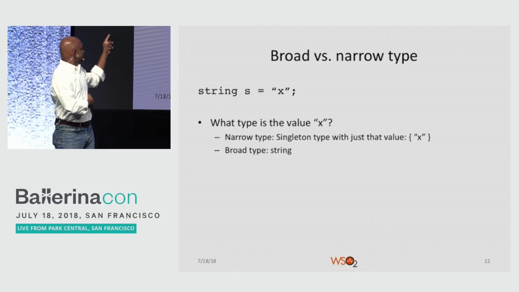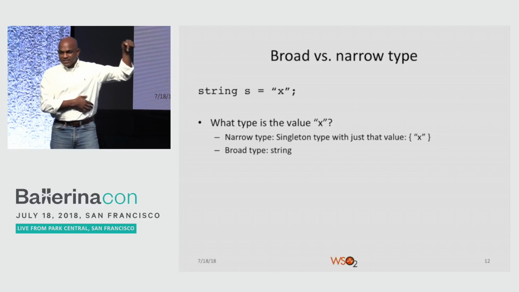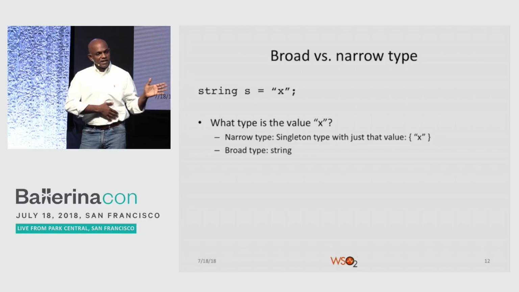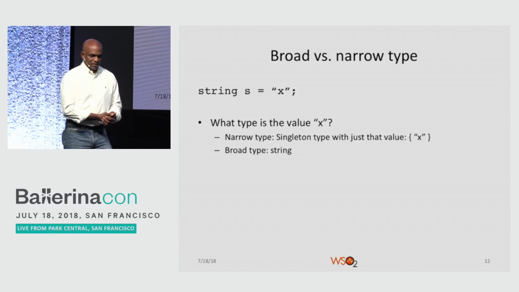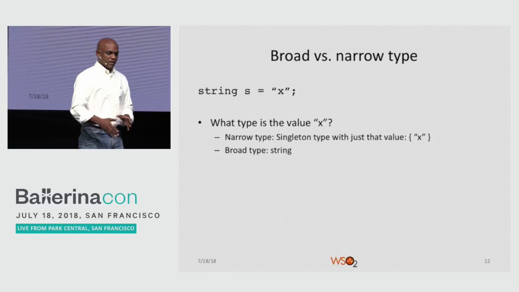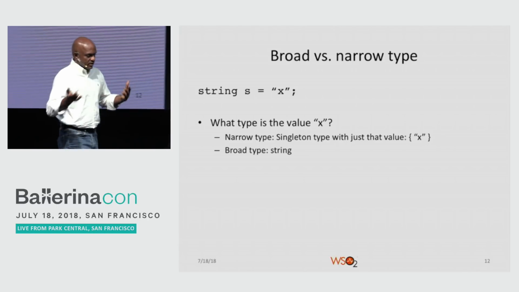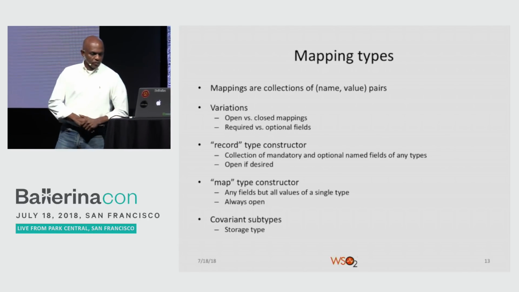But in this case, I have said it's a string s. So there's a contextual type here that says, okay, variable s is supposed to be a string. That means I'm going to interpret x in its broader context, that it's a member of the string type. Right? So there's a concept of a narrow type and a broad type, and this comes into how the type checking system works and so forth.